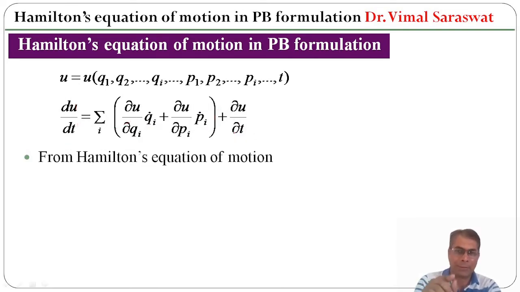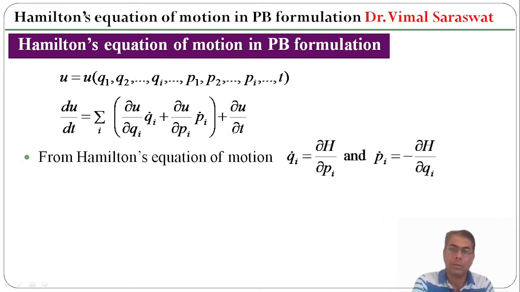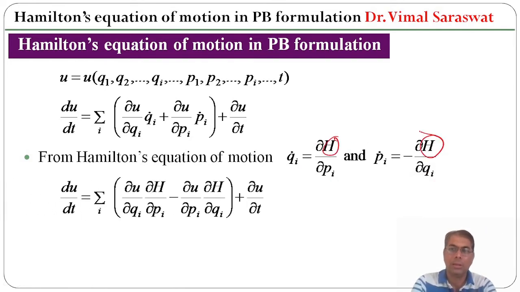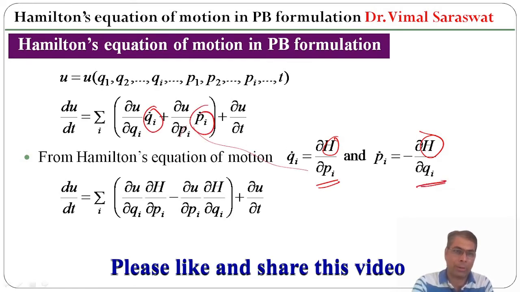From Hamilton's equation of motion, we have already discussed Hamilton's equation of motion, and the link of that lecture is given in the description box, so you can read that lecture from there. From Hamilton's equation of motion, qi dot is equal to del h upon del pi and pi dot is equal to minus del h upon del qi, and here h is the Hamiltonian. So we replace this qi dot by del h upon del pi and pi dot by minus del h upon del qi.